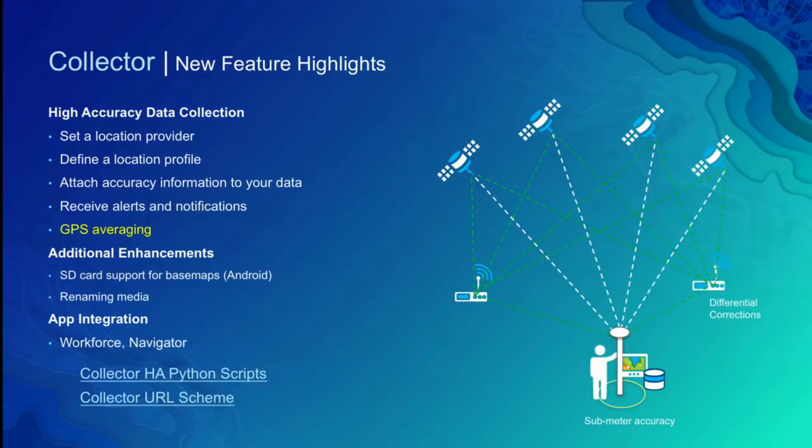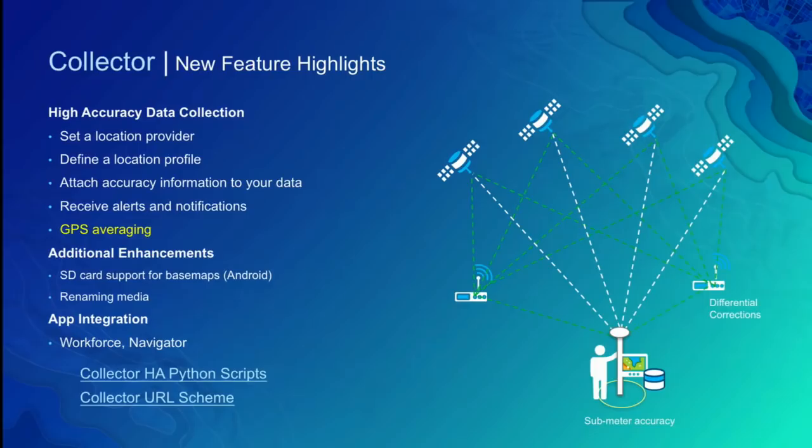Your true accuracy might be a centimeter, but the iPhone will only ever report 5 meters. So what we needed to do is write our own GPS library, our own location provider. And we did that inside of Collector.